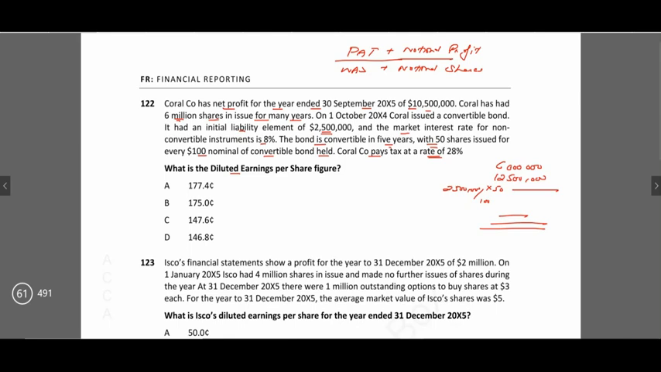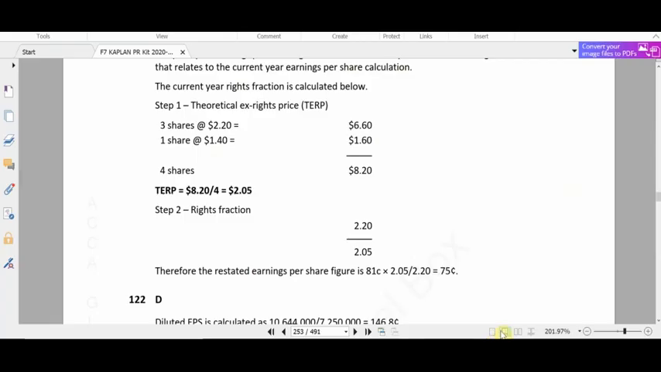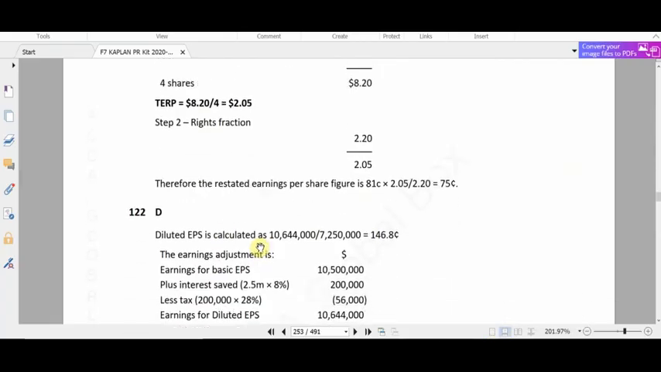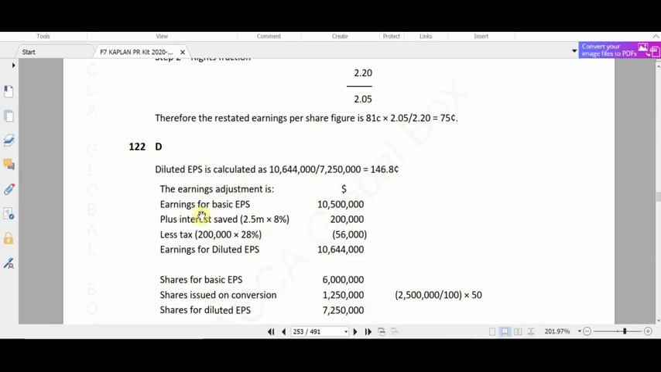Okay, now we need to calculate the profit with the notional profit. So let me just take you to the answer in order to save the time for the calculation. So you see the basic earnings is 105,000,000. And when they're getting the shares, obviously the interest will be saved, so we need to add back the interest saved. The liability element was 2.5 million and the rate of interest is 8%, so 2.5 million into 8%, 200,000 will be saved if they are getting the shares rather than the cash.